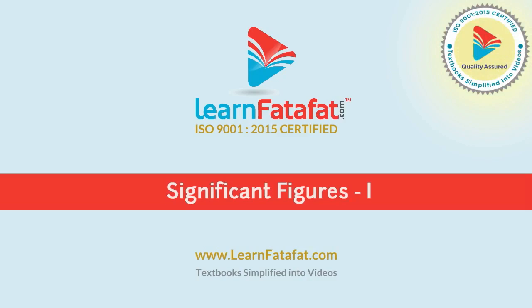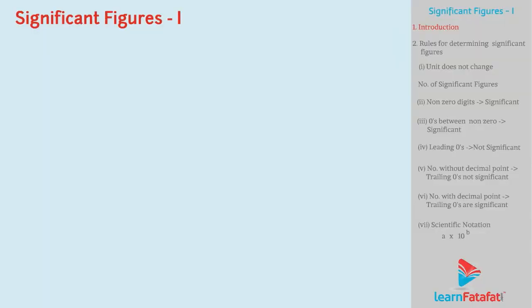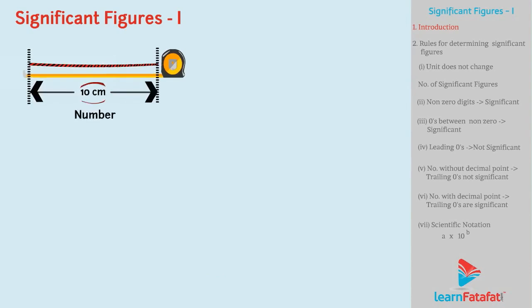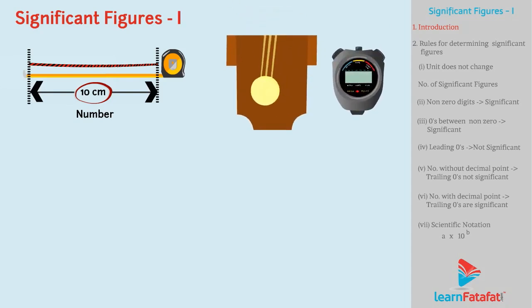Significant figures. Part 1. What are significant figures? The measurement of any physical quantity gives out a number. Suppose the measurement of the time period of a simple pendulum is 02.71 seconds.